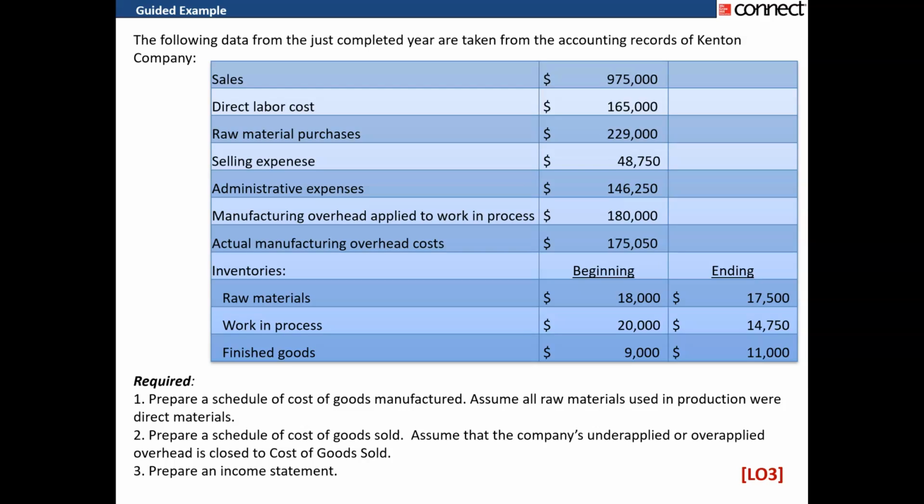We already could figure out what we under or over applied right now by taking the difference between $180,000 and $175,050, because the 180 is applied and the 175 is actual. So the difference between those two would be either under or over applied. In this example, applied overhead is more than the actual manufacturing costs. So in this instance, we over applied by the difference.